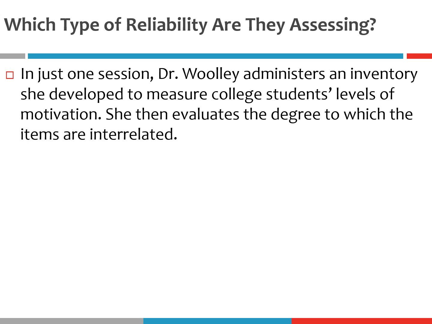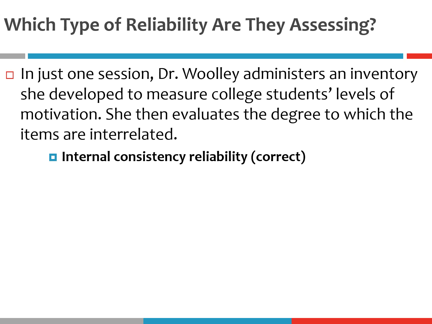Here we have our third scenario in which Dr. Woolley administers an inventory she developed to measure college students' levels of motivation. She then evaluates the degree to which the items are interrelated. This has to be internal consistency. It's one measure. It's administered one time, and she's interested if the items on that scale are related.